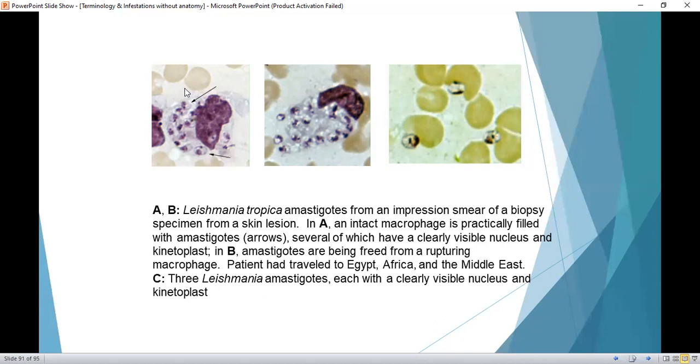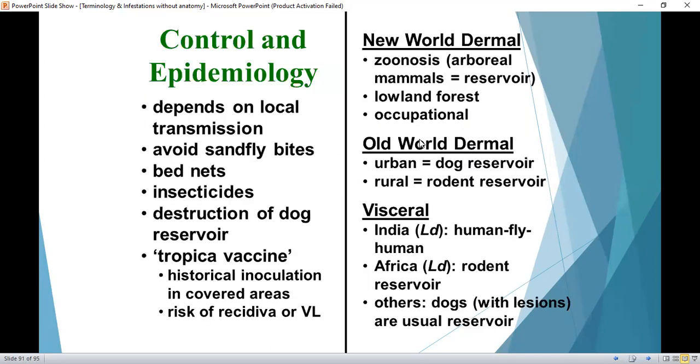An intact macrophage practically filled with amastigotes. All these are amastigotes. And they have a visible clear nucleus and kinetoplast. In the second picture, the macrophage is rupturing and the amastigotes are being released. In the third one, three Leishmania amastigotes are seen clearly enlarged with a visible nucleus and a kinetoplast.